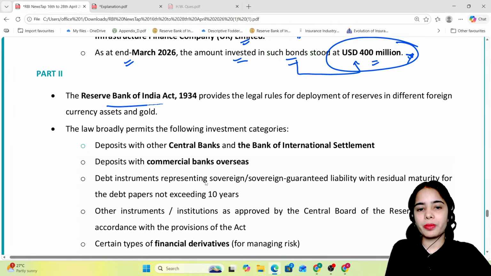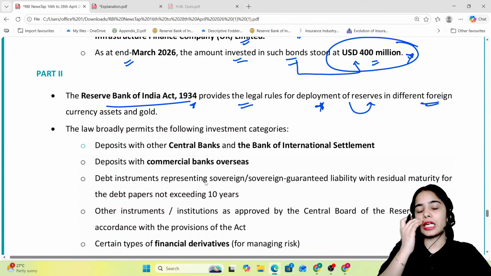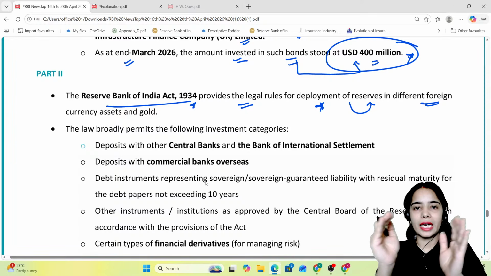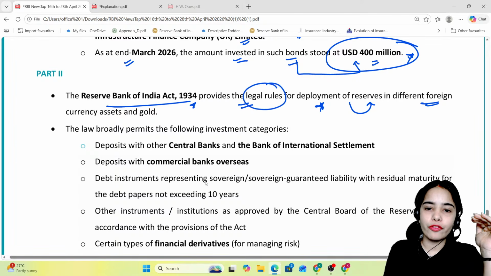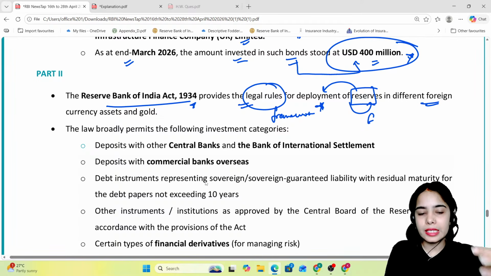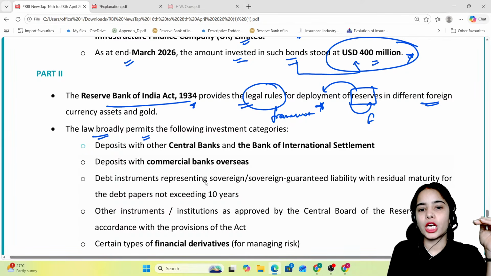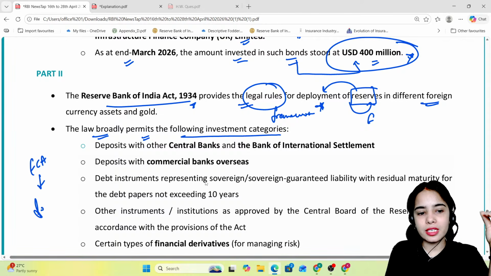Okay. So the RBI Act of 1934 provides the legal rules for the deployment of reserves in different foreign currency assets and gold. So basically the RBI Act 1934 provides the legal framework for how the foreign exchange reserves can be deployed in different foreign currency assets and gold. Broadly, under the framework, there are certain rules and regulations that permit the following investment categories. Like the foreign currency asset, they can be invested in securities.